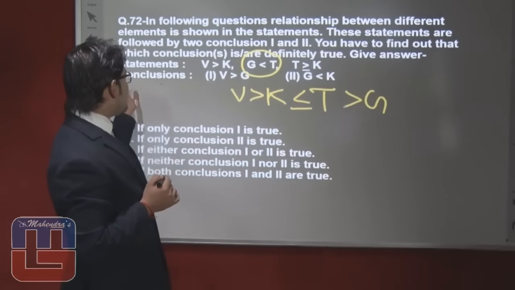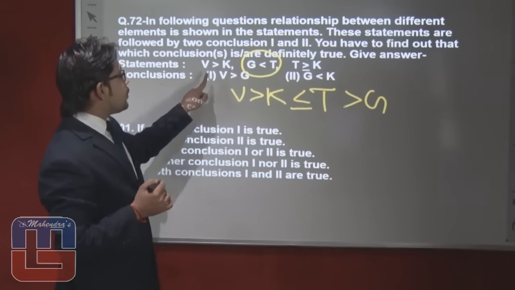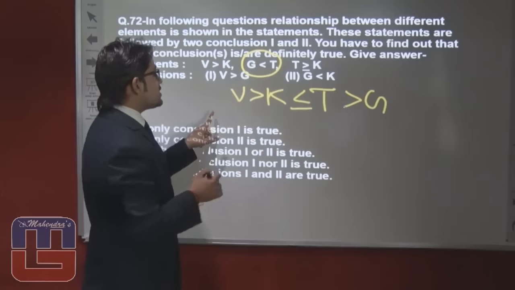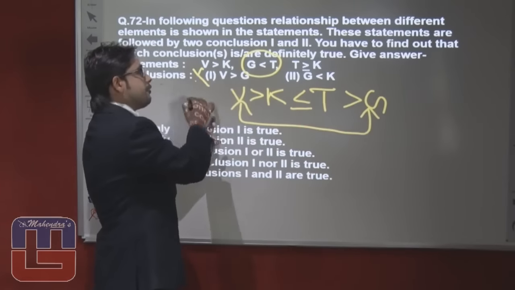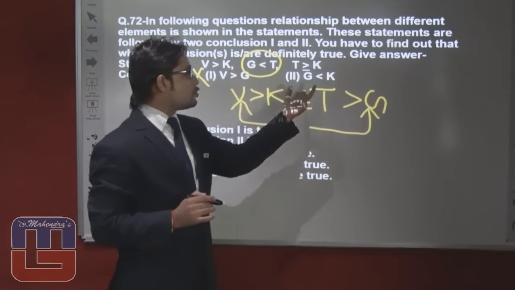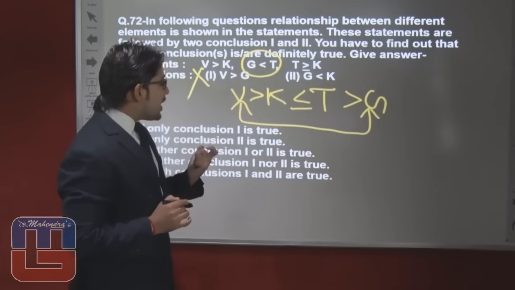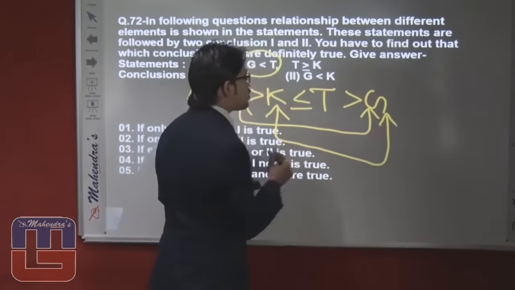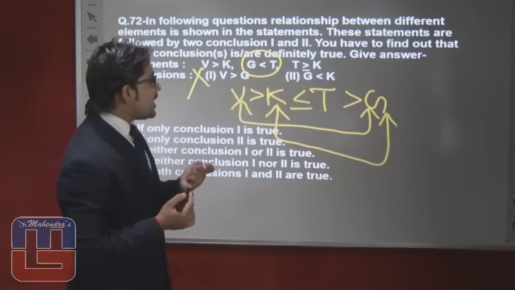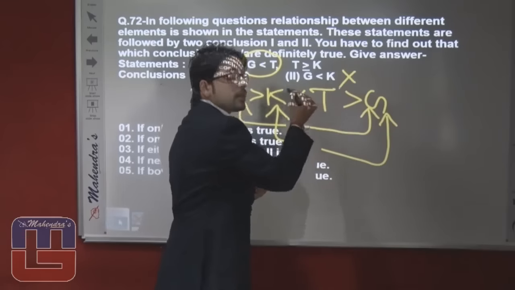The examiner wants to know in this conclusion whether v is greater than g or not. We can easily conclude that there is no relation between v and g, so the answer will be false. Now the examiner wants to know whether g is smaller than k or not. You can easily find out that the series is broken, so there is no relation between g and k, so again this answer will be false.